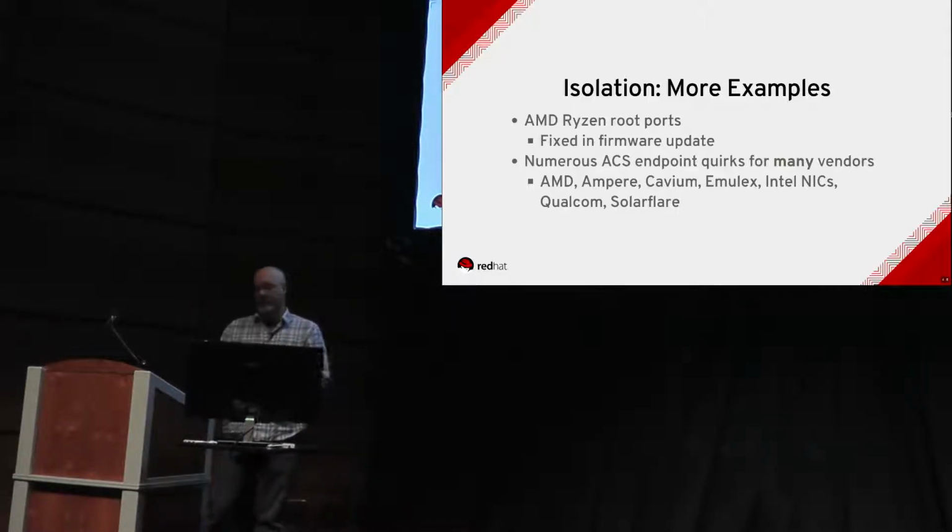Intel NICs is another example where we had many devices released before we really understood that we need this sort of isolation. We have a ton of quirks to handle the multifunction NICs, and the newer NICs now do implement ACS. And NICs from other vendors as well also implement quirks for some of these things.